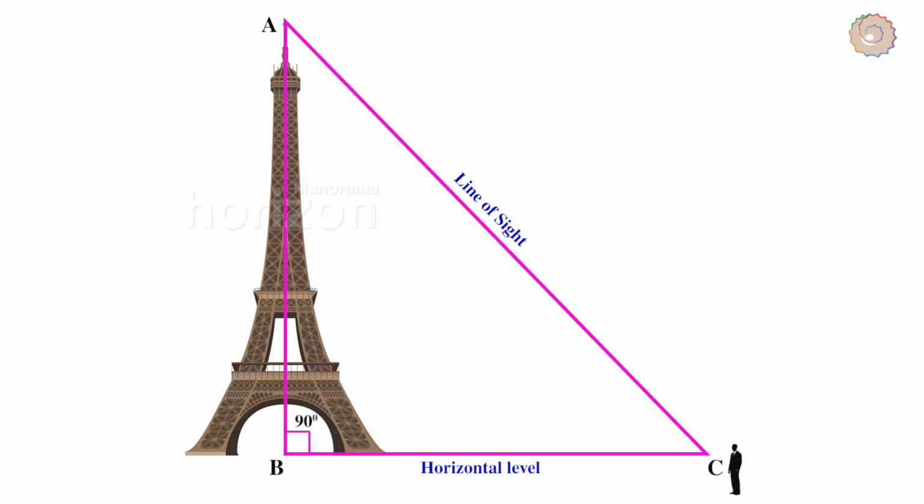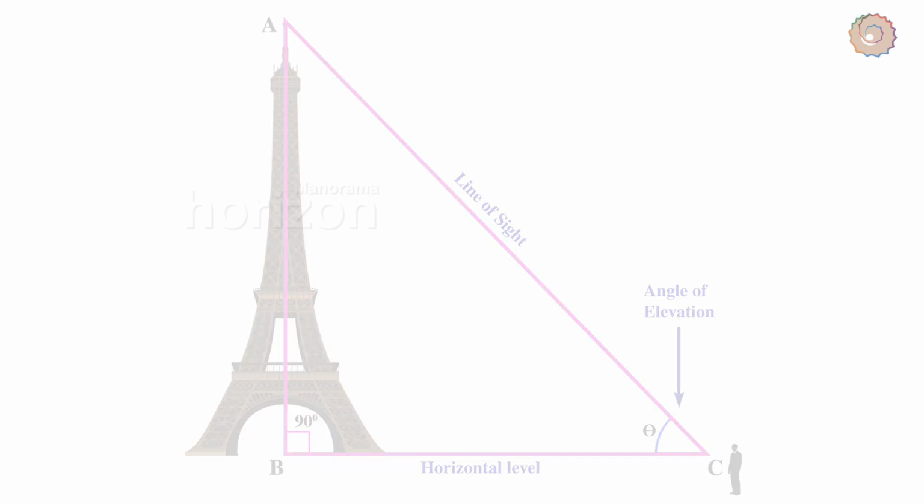Now, let us join C to the base of the building, that is B. As you observe, the angle between AB and BC is 90 degrees, as the building is standing perpendicular to the ground. Angle ACB is called the angle of elevation, which is represented by theta. The angle of elevation of the point viewed is the angle formed by the line of sight with the horizontal when the point being viewed is above the horizontal level.